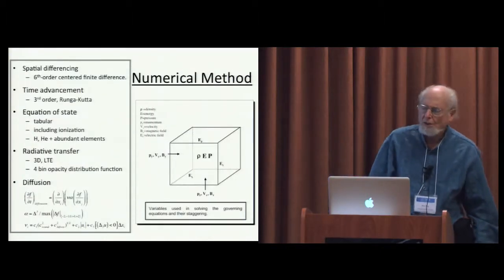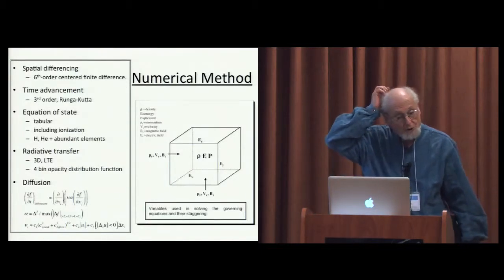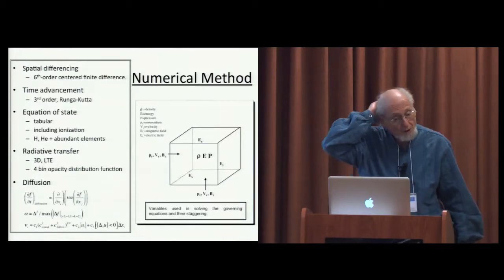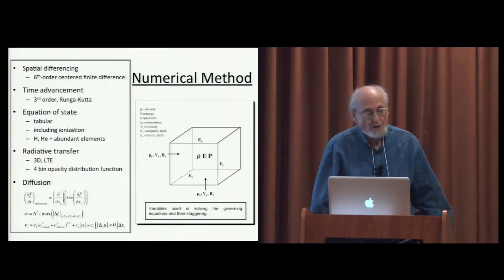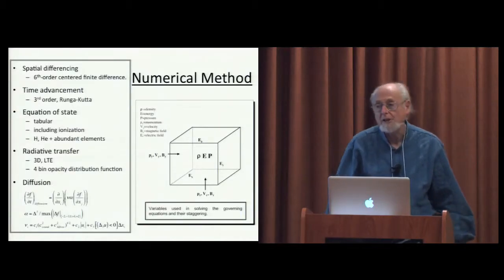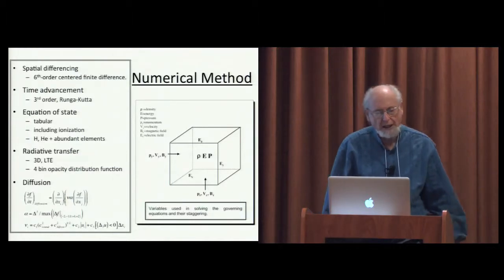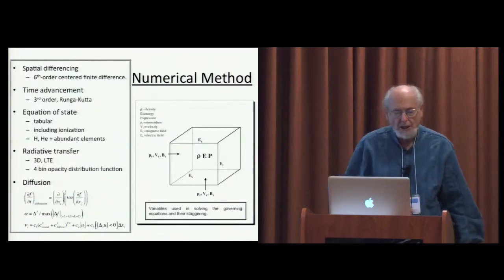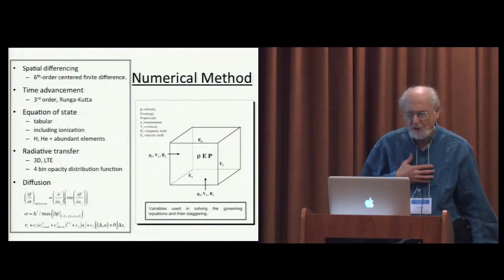So we're using a finite difference code we call Stagger. It uses 6th order centered finite differences. It uses a 3rd order low memory Runge-Kutta time advance. We are assuming local thermodynamic equilibrium, so we have a tabular equation of state that includes the ionization and excitation of hydrogen, helium, and all the other abundant elements as a function of log density and internal energy per unit mass. The radiation is actually done in 3 dimensions, and in order to simplify things a lot, we use a 4-bin opacity distribution function.